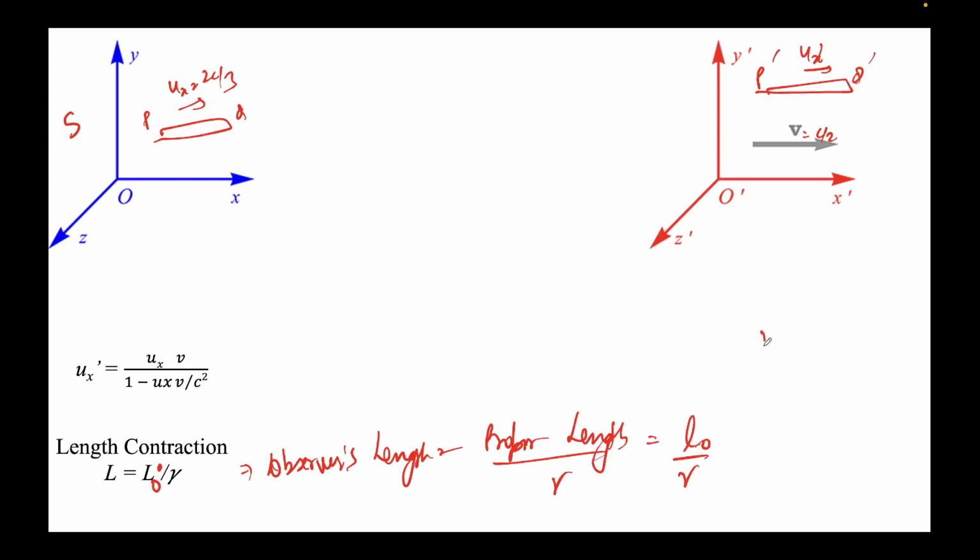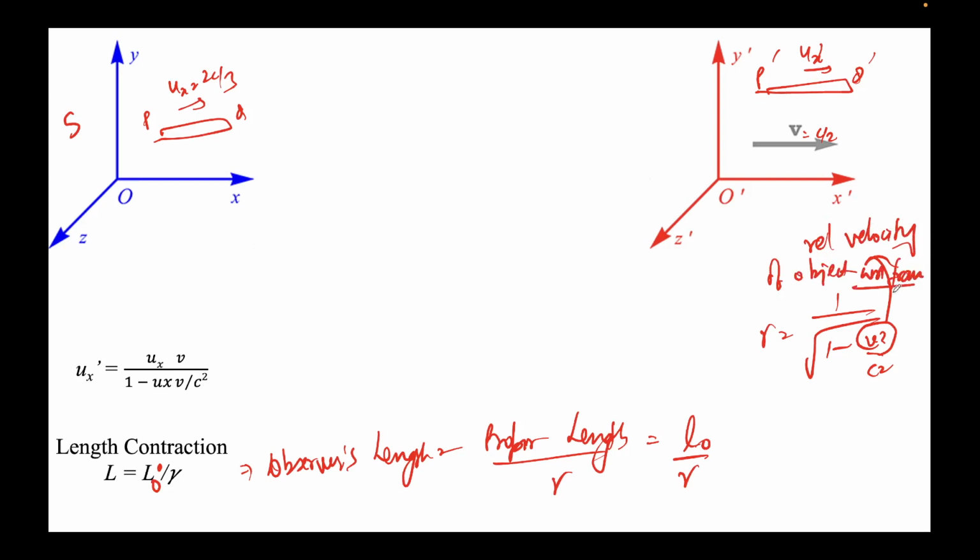Now, we know gamma is 1 over square root of 1 minus v square over c square. Now this is interesting. What is this velocity v? This velocity v is the relative velocity of the object with respect to the frame. I repeat, this velocity v is the relative velocity of the object, the object here is PQ, with respect to the frame. In this case, it's ux prime. So we need to find the velocity of PQ with respect to our observer, right? This means we need to find ux prime.